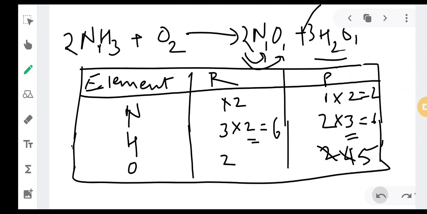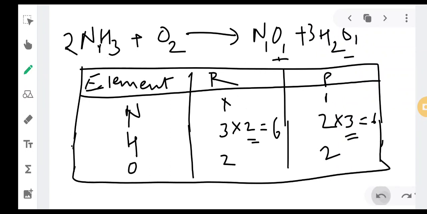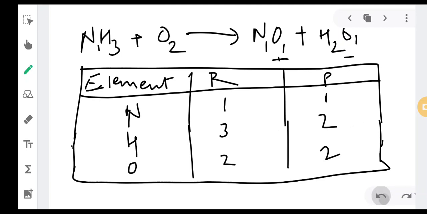Okay, so we will see over here, this is one more type of equation which we need to see. Okay, so what are the things we will just see over here. Which are the elements which are present over here? There are generally 3 types of elements which are present. One is nitrogen, one is hydrogen, and one is oxygen. Okay, so how many number of nitrogen are there over here? On the left hand side if you see, there is only 1 atom of nitrogen and there is 1 atom of nitrogen on the product side.